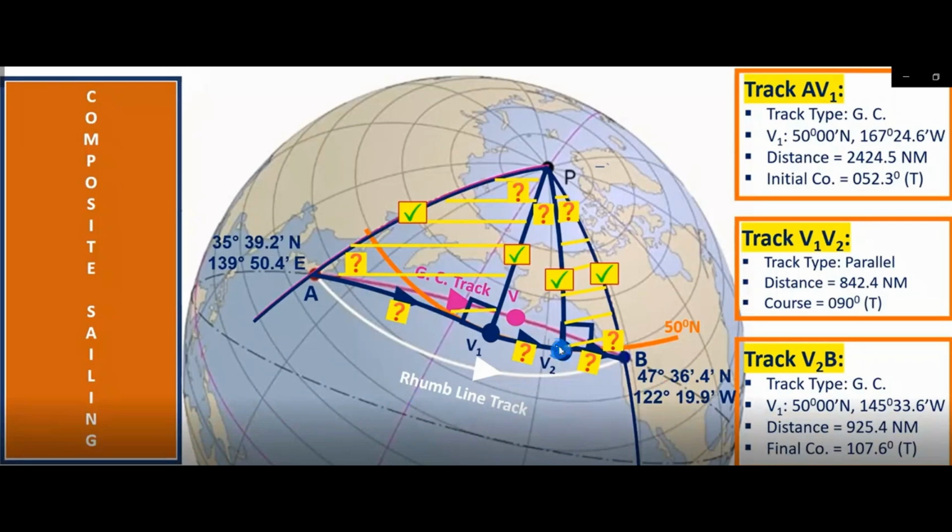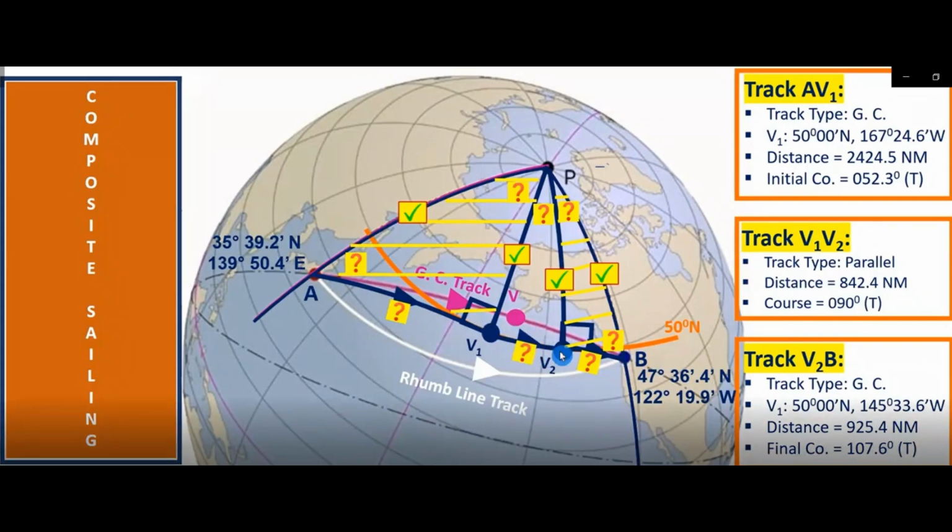Now beta, V1 V2 is number one along the parallel of a latitude. So it is a parallel track. Okay, we cannot calculate it using Napier rule or spherical trigonometry because this is not a great circle. This is a small circle which is 50° north parallel of latitude. Now in parallel sailing, the distance is calculated by departure. Departure formula is d long into cos of latitude.